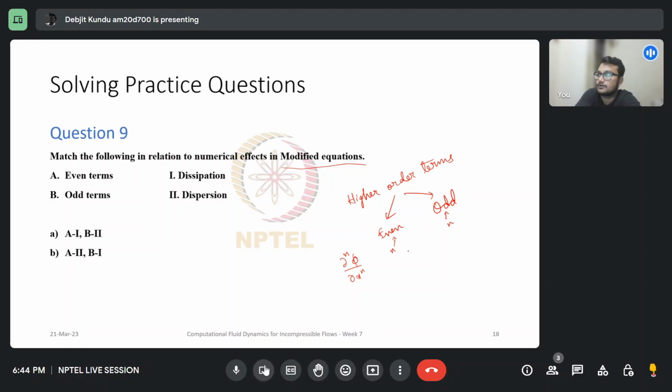So which of them causes what effect? Does the even term cause dissipation or dispersion? That would determine A equal to 1 or A equal to 2. Similarly, the odd term would do the other thing. So you have to pick out the term with its effect. And once you figure out the correct combination, you can select it from the options given below. There are two very simple options given here. So is it A1, B2 or is it A2, B1? Pretty simple, right?